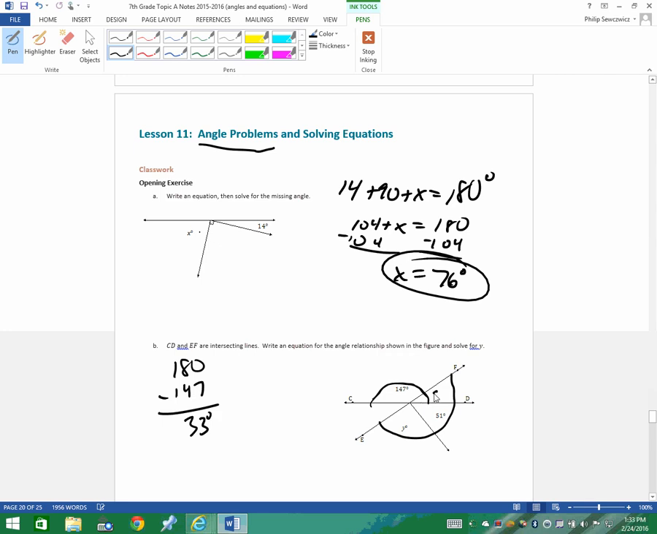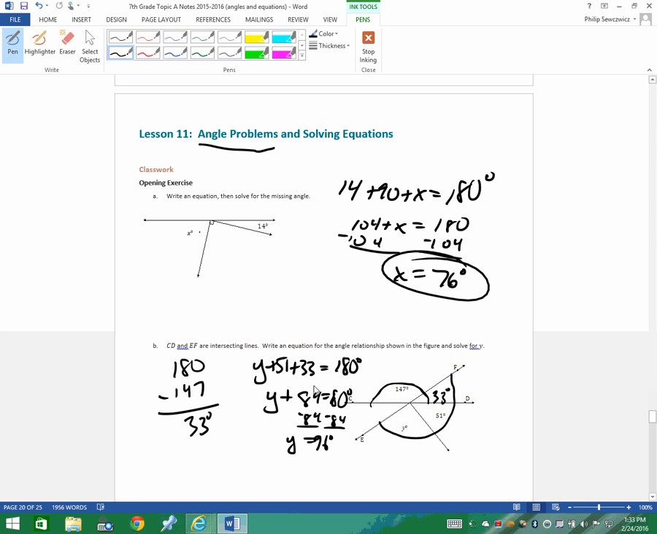Now, I can use that information to write out my equation. So y plus 51 plus 33 has to result in 180 degrees. So that's definitely one way that we could go about this particular problem. Add it on up, y plus 84 equals 180 degrees. Subtract 84 from both sides, and we end up with 96.